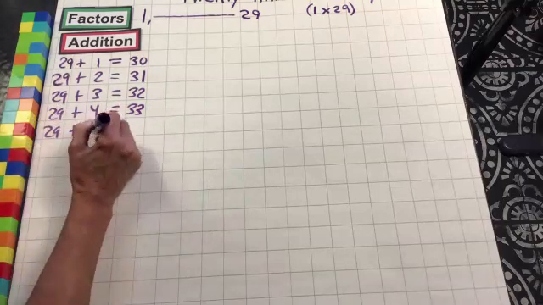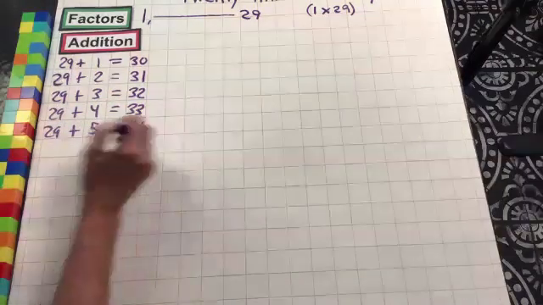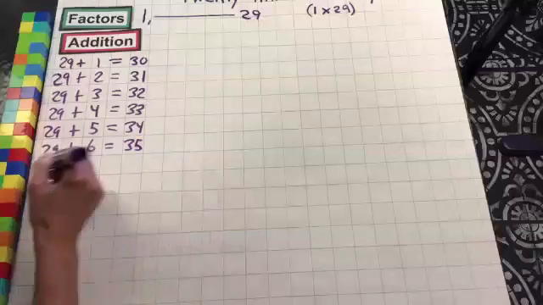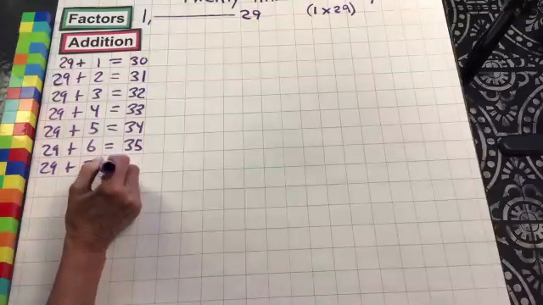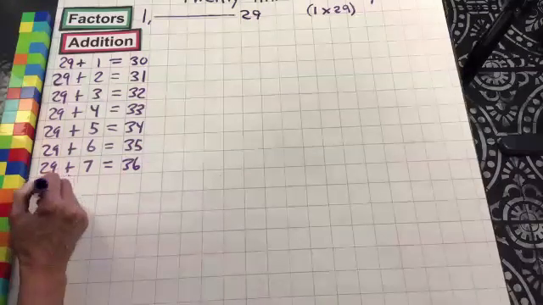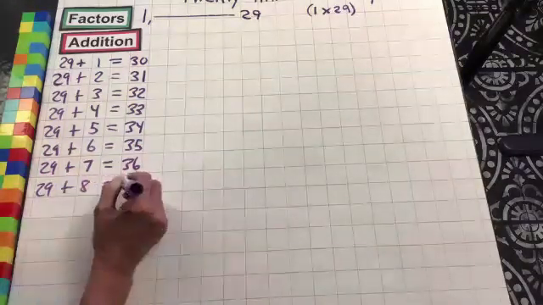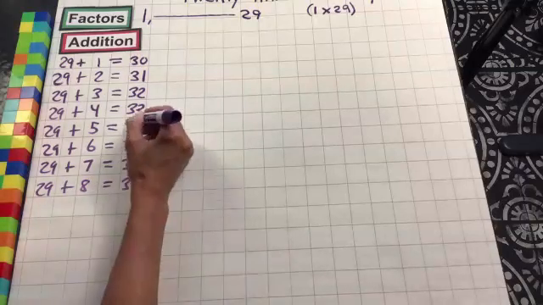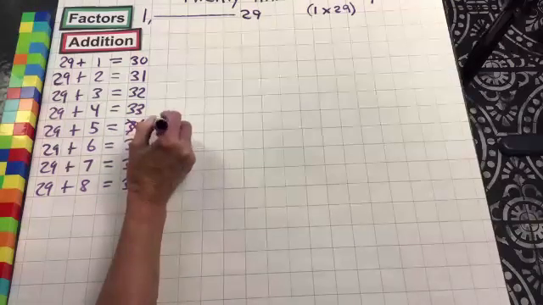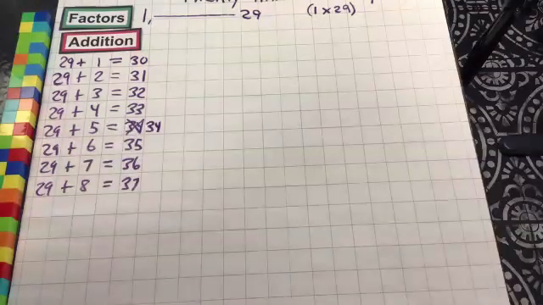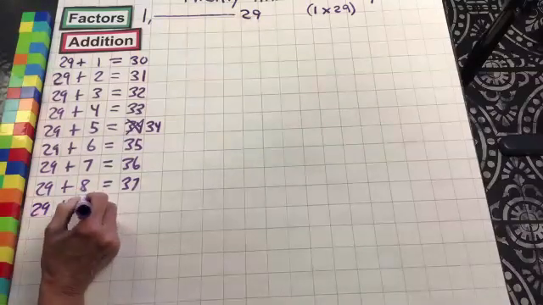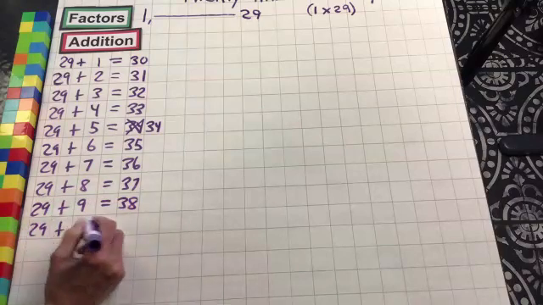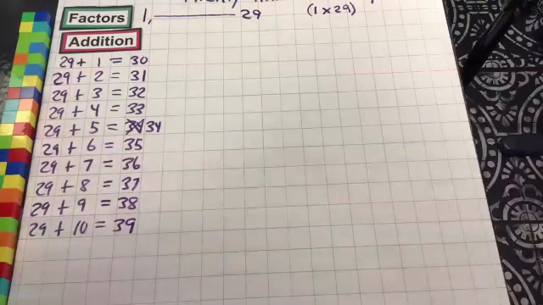29 plus 5 equals 34. 29 plus 6 equals 35. 29 plus 7 equals 36. 29 plus 8 equals 37. And remember, if you get anything incorrect, no erasing. We just exit out and write the answer next to it. So make sure you're honoring you. 29 plus 9 equals 38. 29 plus 10 equals 39.